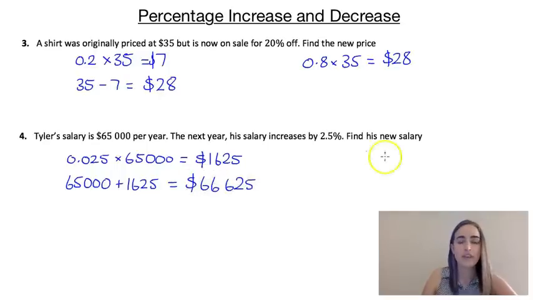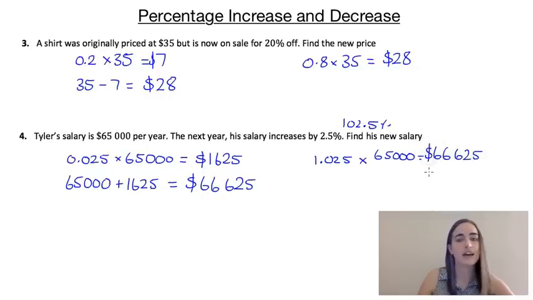$66,625. Now the second method of doing that, if he's already got 100%, we're adding 2.5%. That means we want to find 102.5%. So that as a decimal would be 1.025 multiplied by the 65,000, which would give us that $66,625 as his new salary.